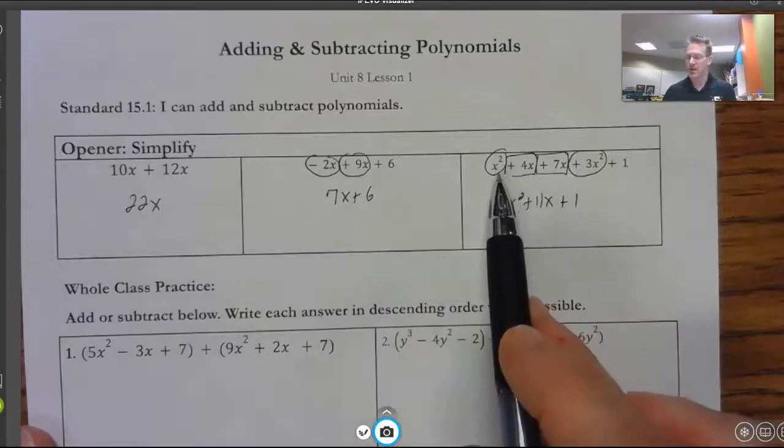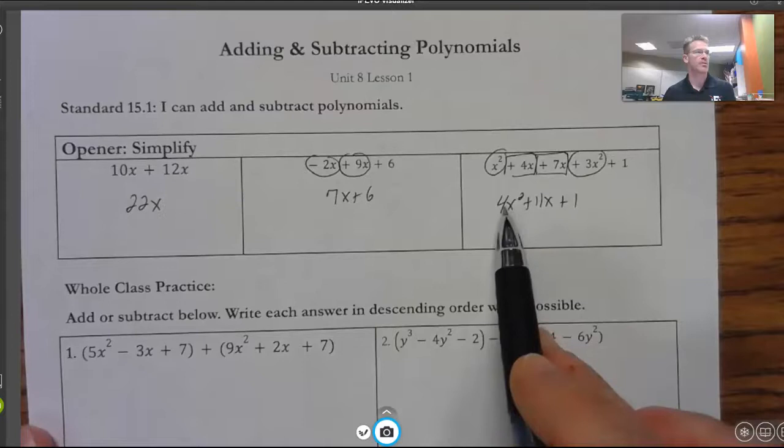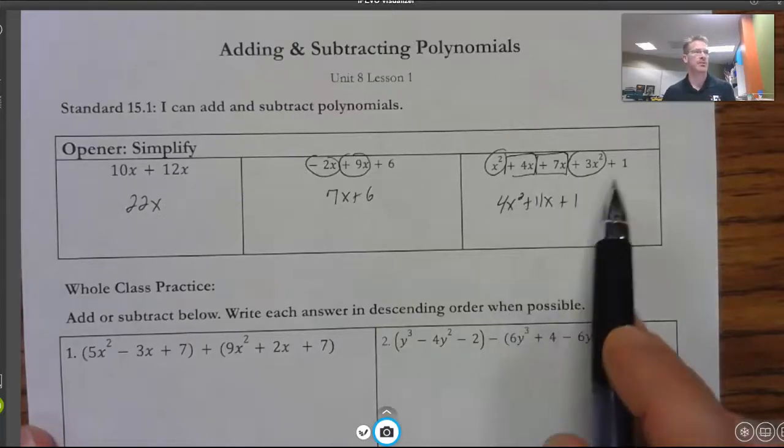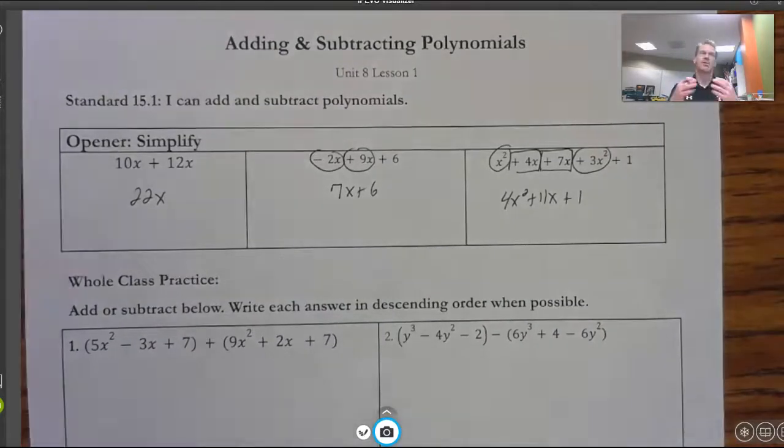And then on our last problem here, notice we have 3 sets of like terms. We have an x squared and a 3x squared, which gives us 4x squared. Then we have 4x plus 7x, which is 11x. And then we just have the one number here, and we bring that down. All right, and so that's just combining like terms, which is all you're doing when you add and subtract polynomials. The difference is just basically how the problem is arranged and given to you.